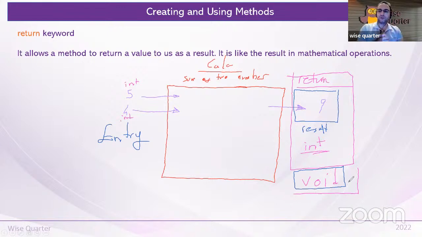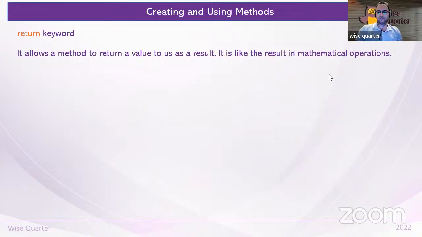If your method is not returning anything, sometimes it happens, and you will ask me, why do we create that kind of methods? Don't worry, I will explain that too. But if it does not return anything, you should write void. And for now, we will use void most of the time.